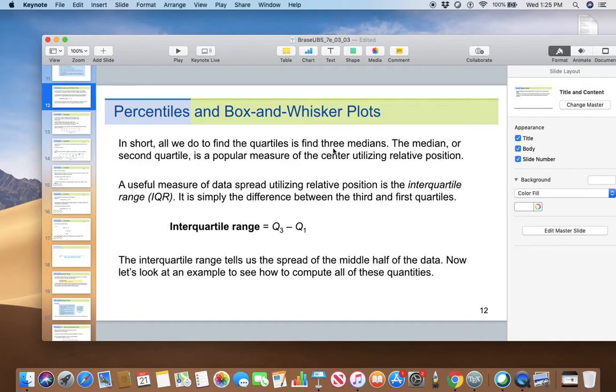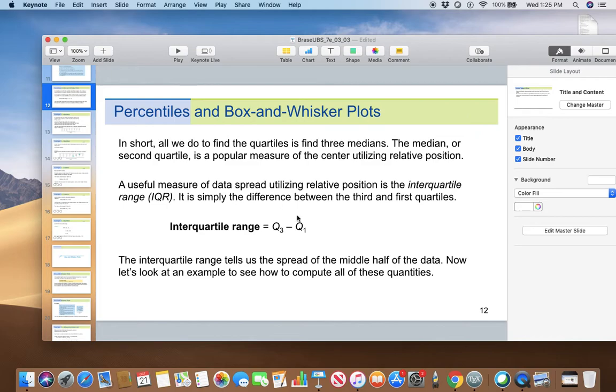So we want to now go, once we know all the three quartiles: the median, the second quartile, is the median; the first quartile is the median of the first half; the third quartile is the median of the second half. Now, we want to find a useful measure of data spread, right?